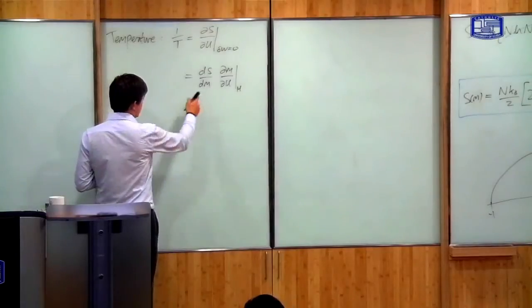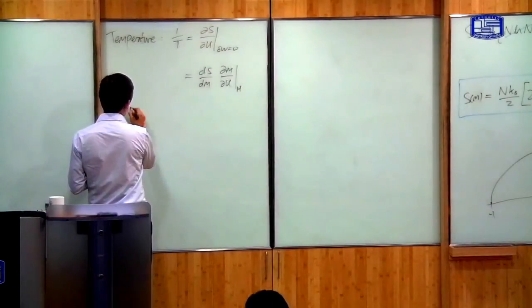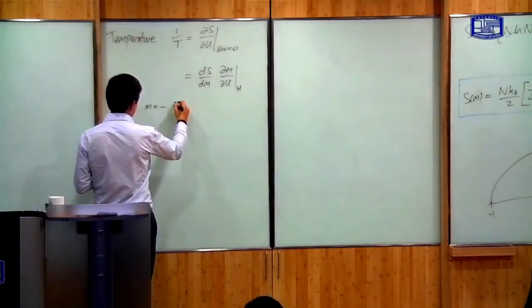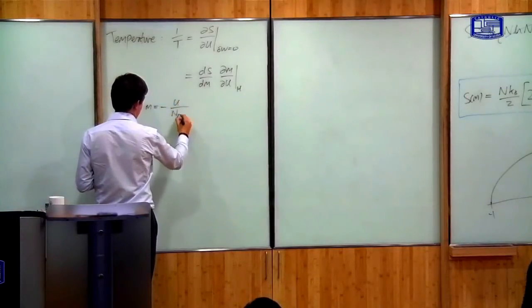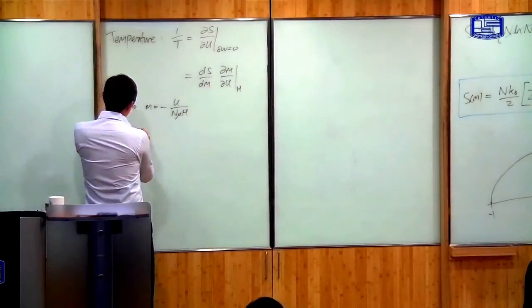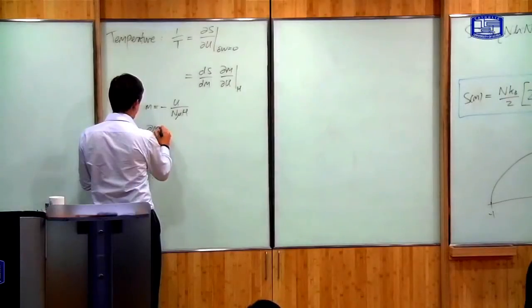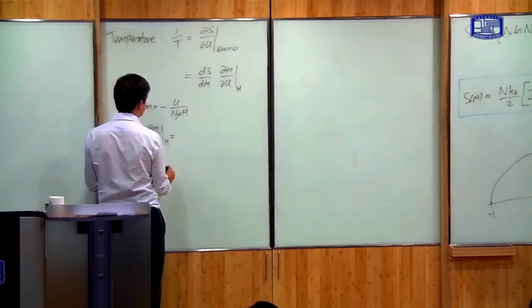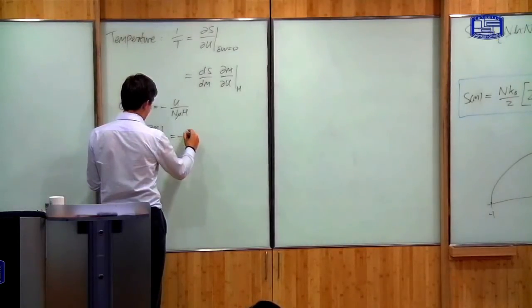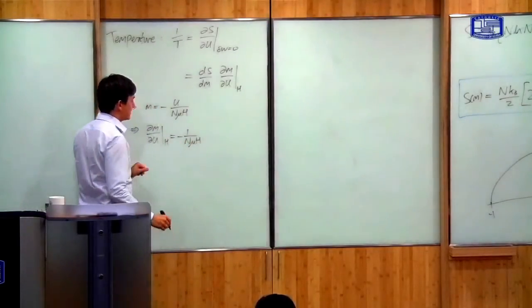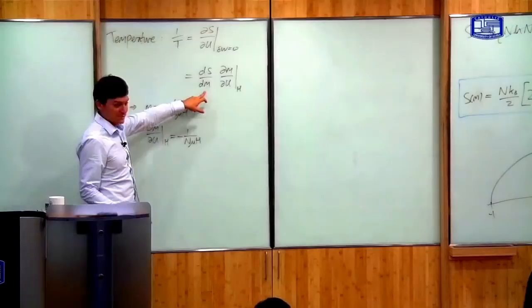Okay, so we need to calculate this. Now, equation 1 tells me that the magnetization is equal to minus U divided by N mu H. So therefore, dm by dU at constant H is simply minus 1 over N mu H. That's the first thing. And then we have to calculate dS by dm.